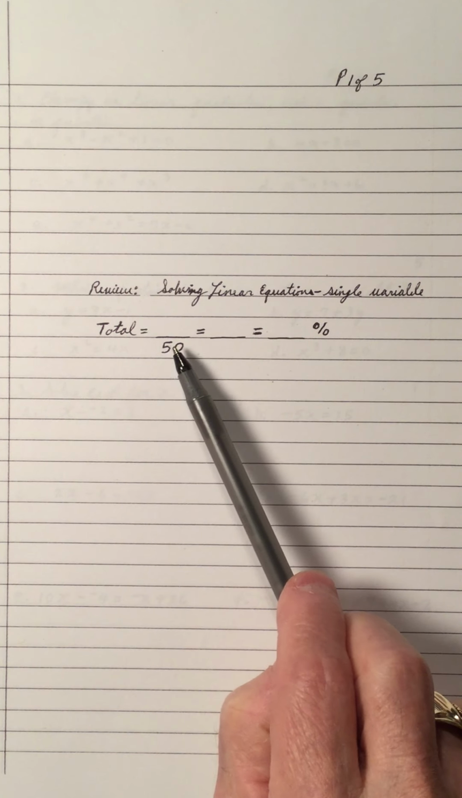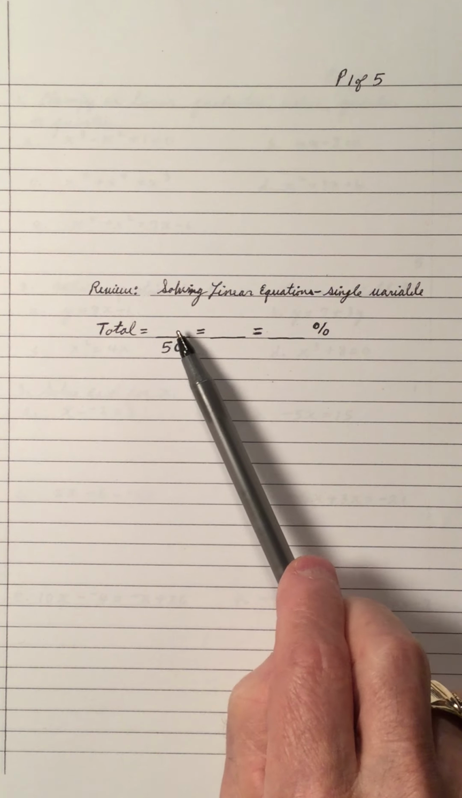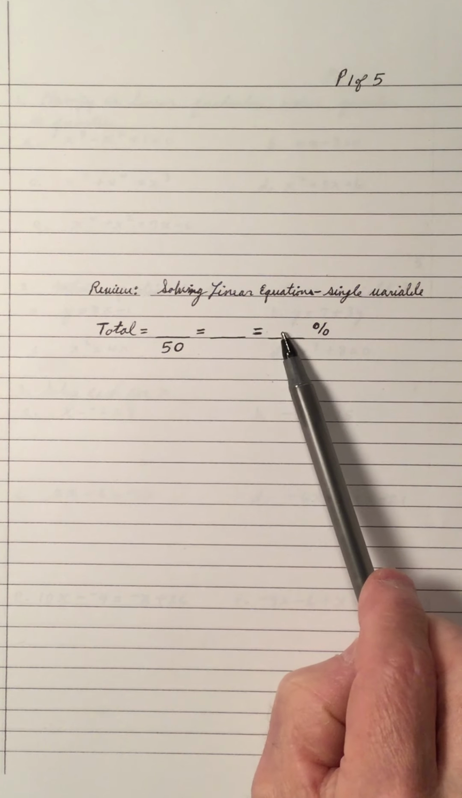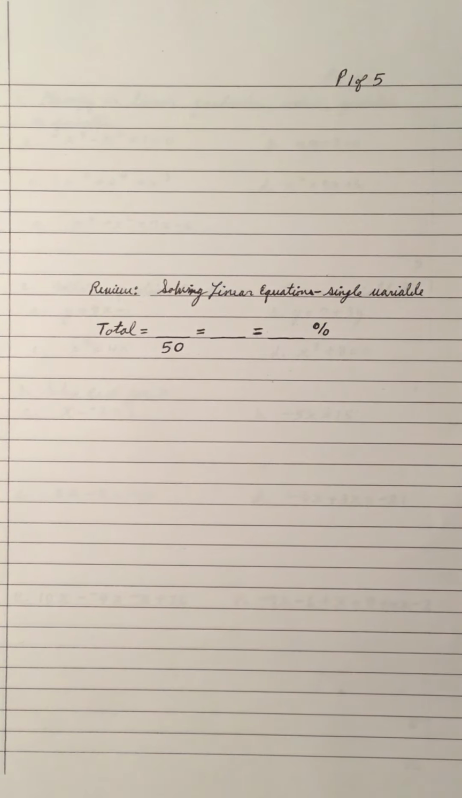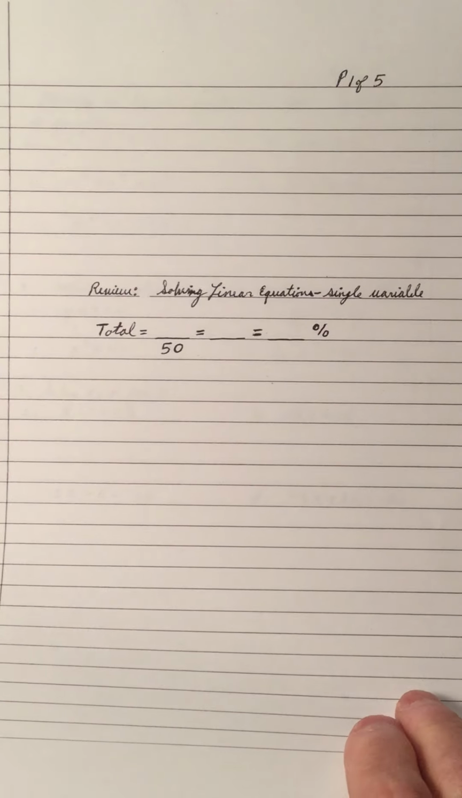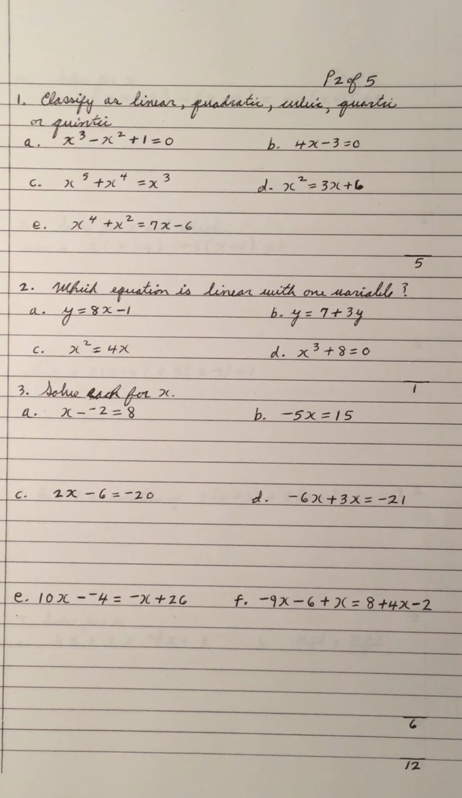But we know, or should know, that out of 50, so if I get 40 out of 50, that means I get 80 out of 100, so I'll have 80%. So let's start the review on solving linear equations single variable.